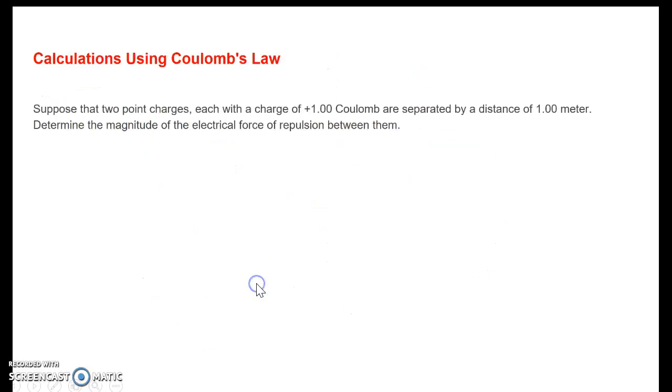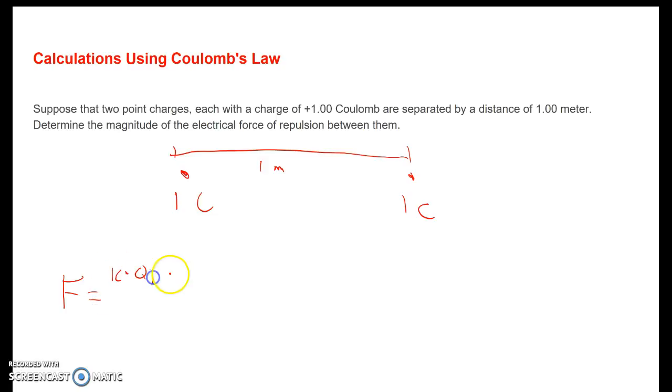Let's do some samples. Suppose we have two point charges, each with a charge of 1 coulomb, separated by a distance of 1 meter. What's the electrical force of repulsion between them? So first things first, we draw a little picture. This has a charge of 1 coulomb, and this one has a charge of 1 coulomb, and our distance between them is 1 meter. Once we know that, we know everything we need to find force, because our force is K times the charge of one times the charge of the other over the distance squared.